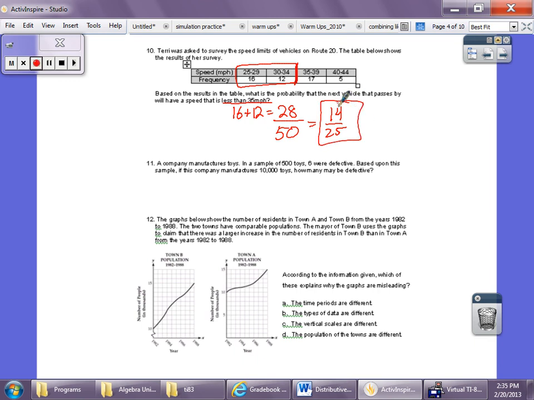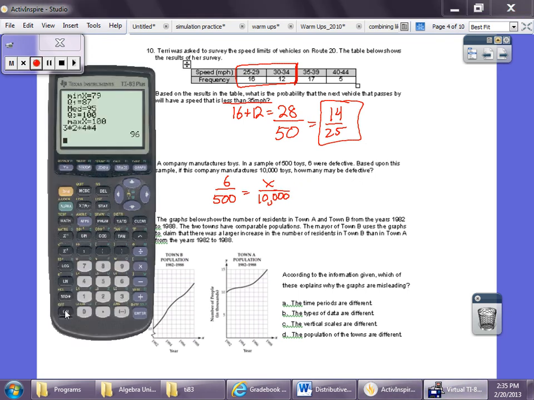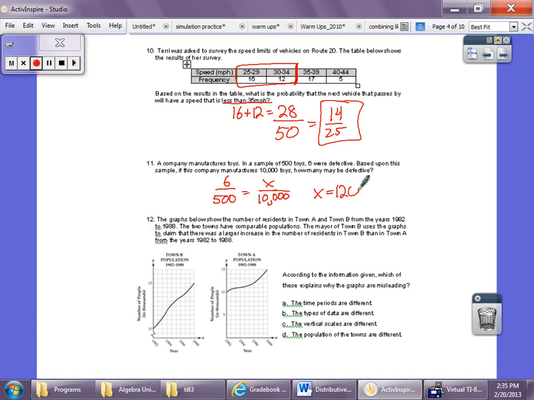A company manufactured toys and assembled 500 toys. 6 were defective. They manufactured 10,000. So 6 out of 500 is equal to X out of 10,000. So we can simply cross multiply. So we can do 6 times 10,000. That'll give us 60,000, and then divide that by the 500. So X would equal 120 toys.